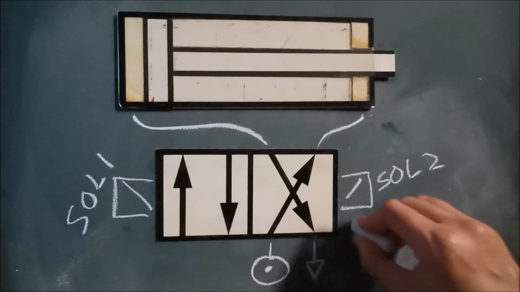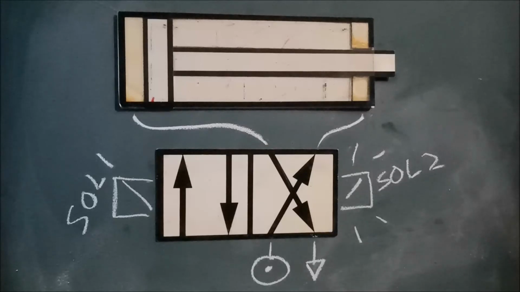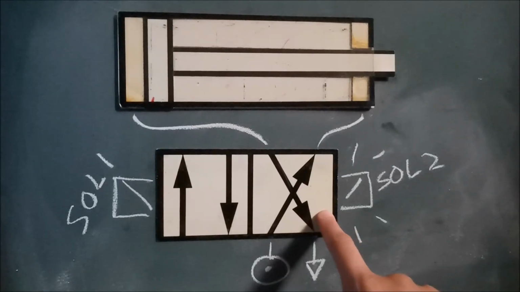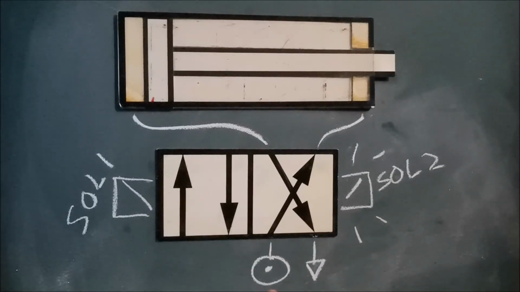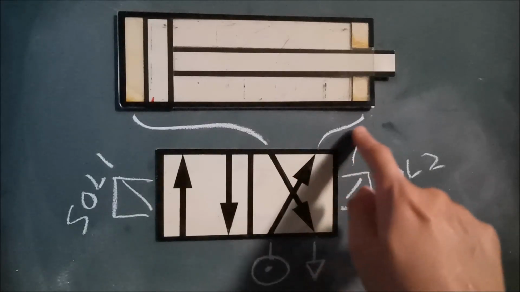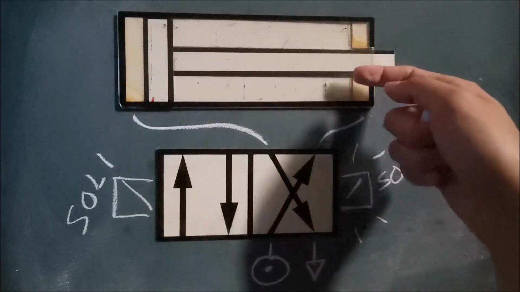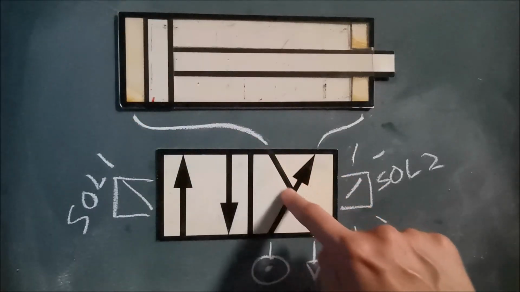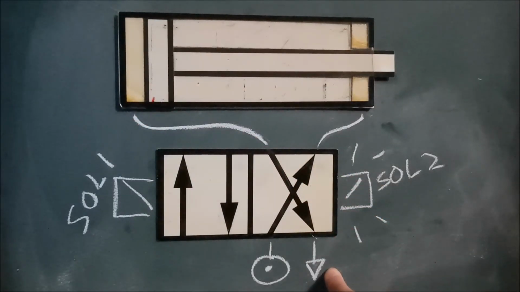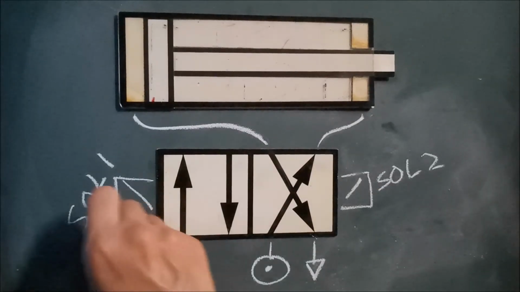Okay, so now when I energize solenoid 2, you will activate this checkbox because this checkbox is closest to solenoid 2. So the air from the air supply will pass through this DCV and go to the rod side of the cylinder, causing the cylinder to retract, and the air will then come out from here to the exhaust of the DCV.